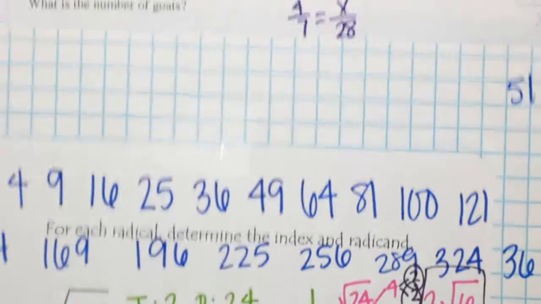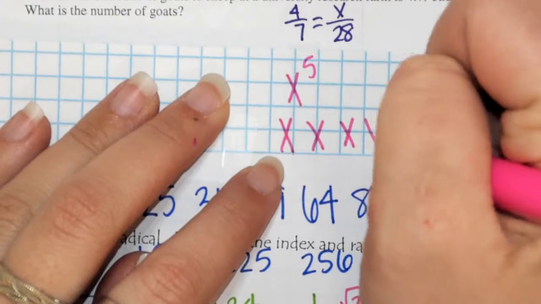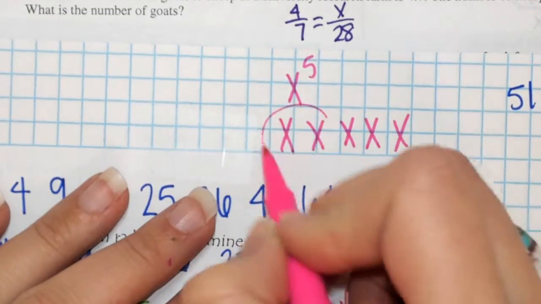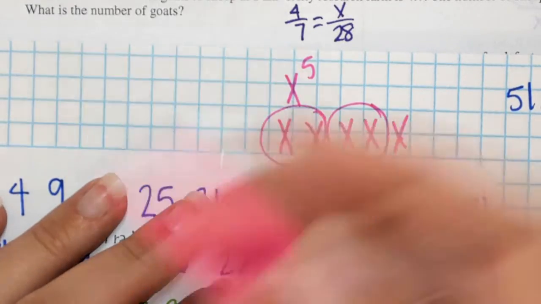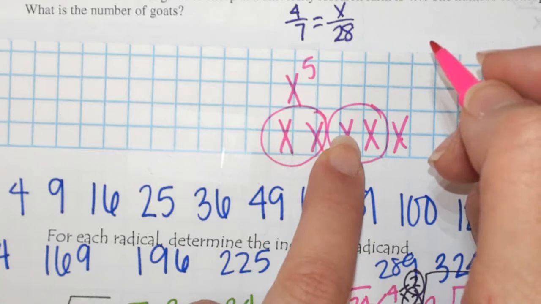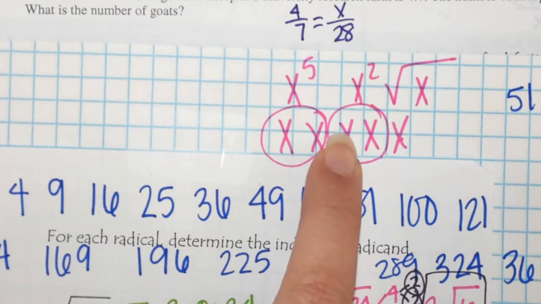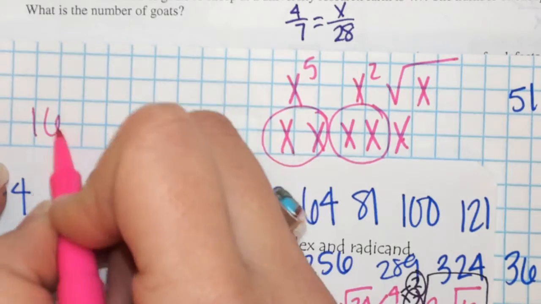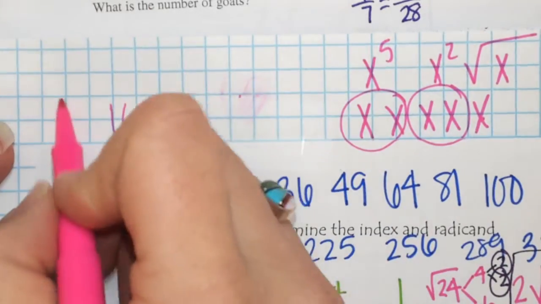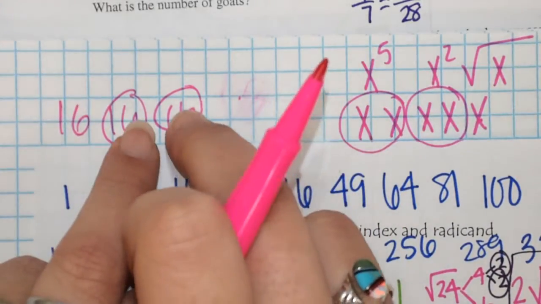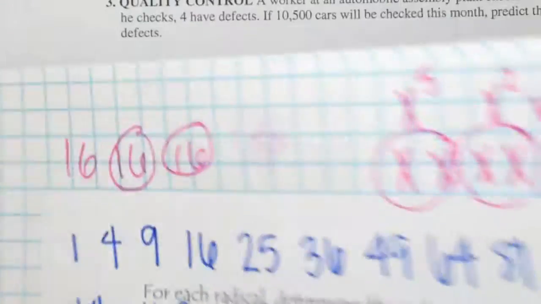Well, let's see. If we have x to the 5th, you need 1, 2, 3, 4, 5. You need 2 of the same number. So you have 2 of the same number, 2 of the same number, and this guy stays inside. So how many x's go outside? You pick 1 from each of these, remember? So it would be x squared, with 1 left inside. It's just like if you have 16, 16, 16. You have 2 of the same number, so these 2 come outside, and this guy stays inside. Same concept.